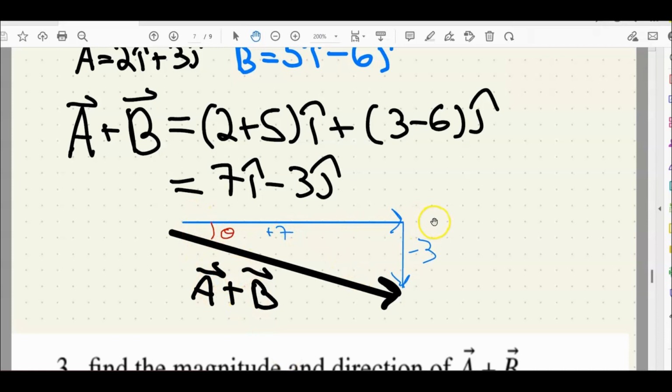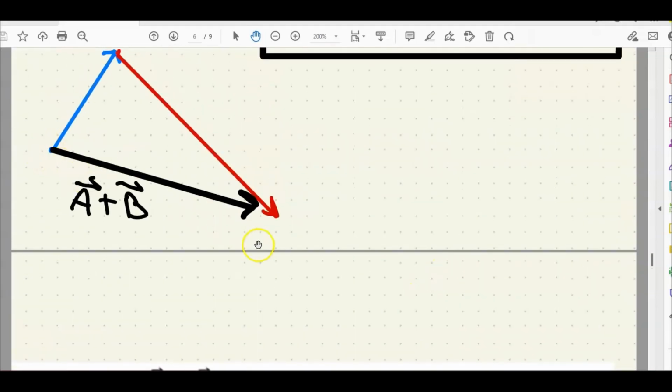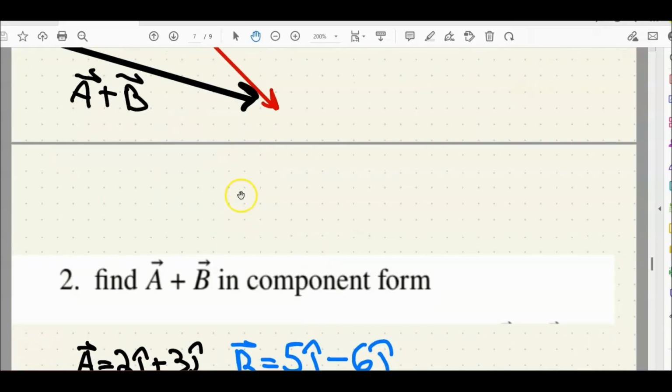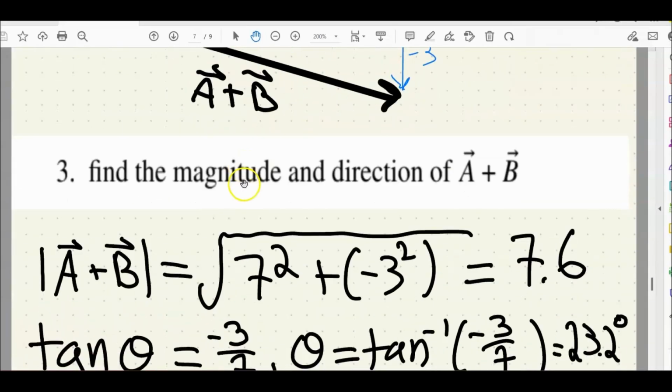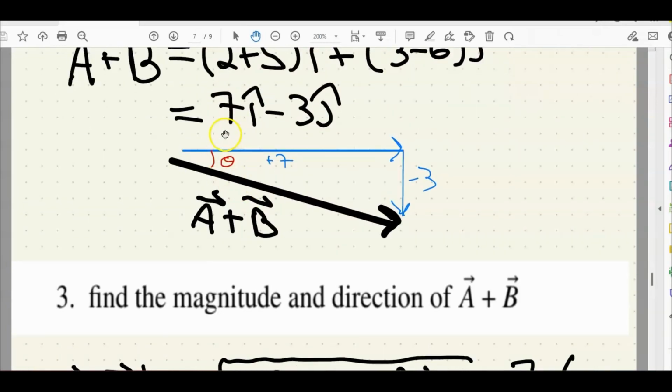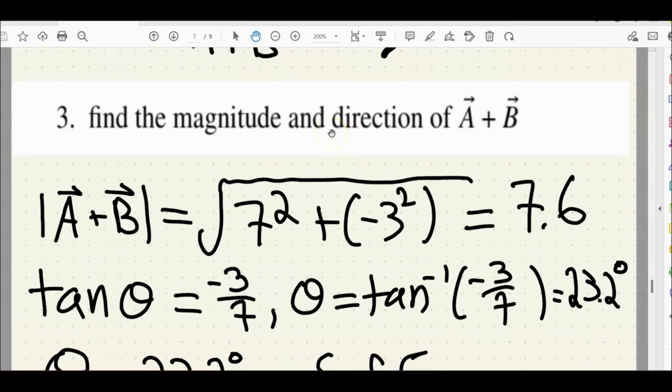It moves 7 in the x direction and then down 3. It's the same vector, a plus b. This is a plus b graphically. It's the same vector. Part 3. Now we know a plus b in component form. Part 3 says find the magnitude and direction of a plus b.